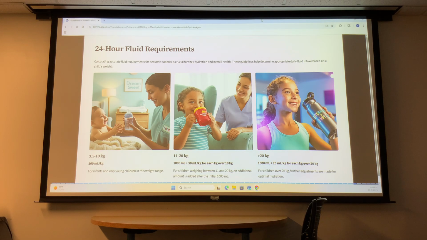So, let's look at one of the things that we're going to do. We're going to look at 24-hour fluid requirements. So, this is crucial when we're looking at their 24-hour fluid requirement when it comes to IV hydration, right? Or just their hydration in general. So if they come into the hospital and we're looking at how much they should be taking in when it comes to their hydration status, this is going to give us that calculation, okay?